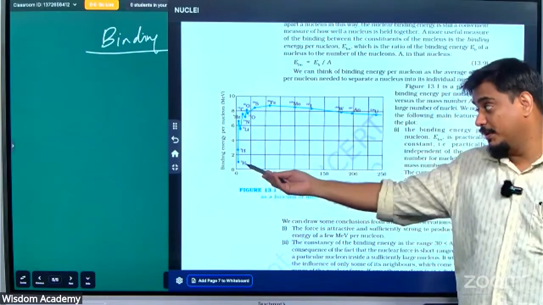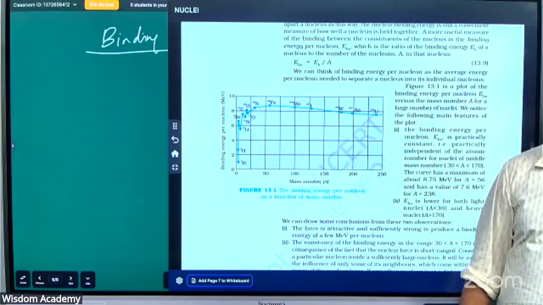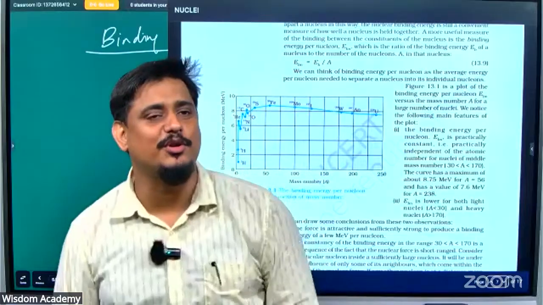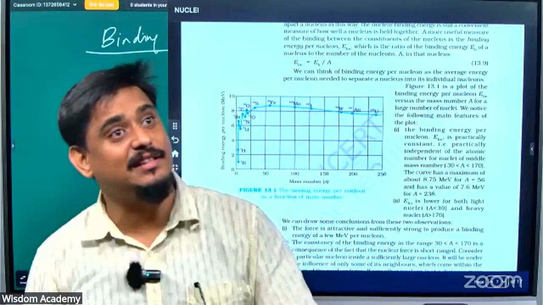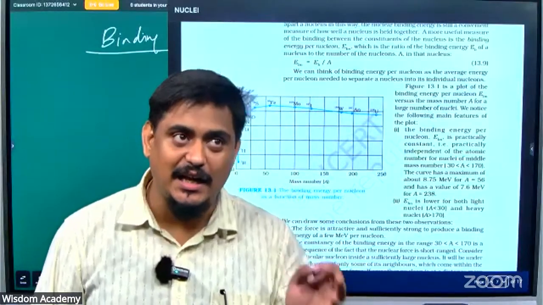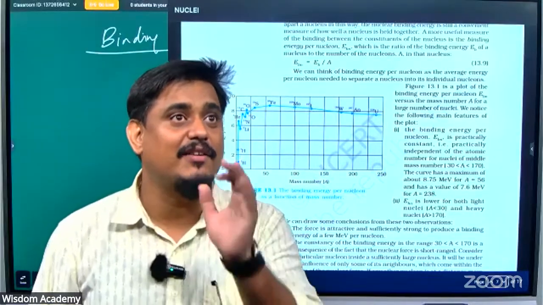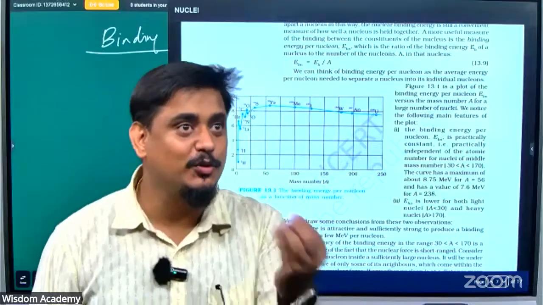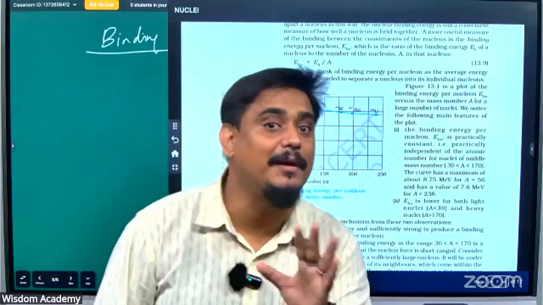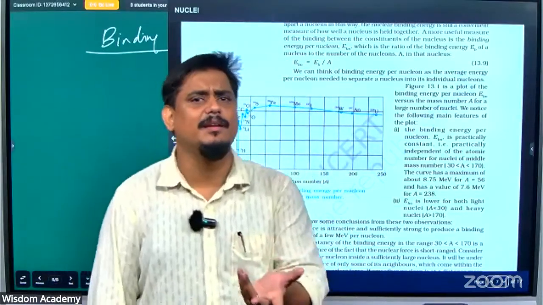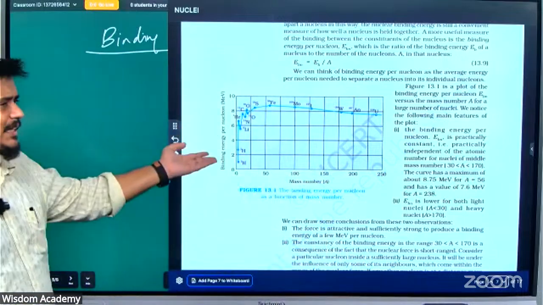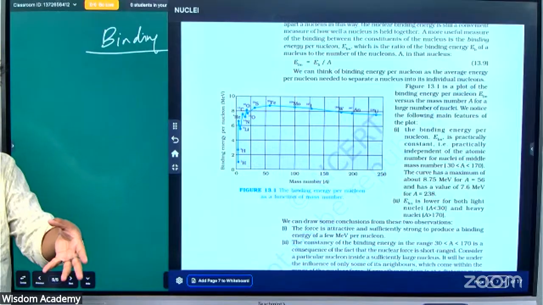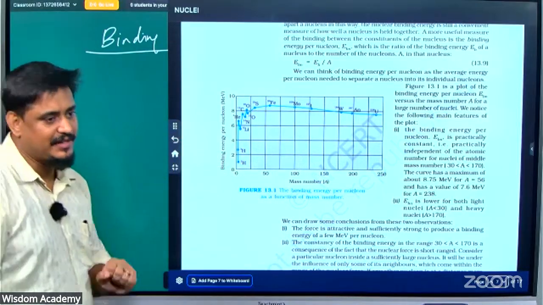Deuterium and tritium have very little binding energy. That's why they are highly unstable. You will not find deuterium and tritium easily. In the last class also I told you that in nature we have abundance of protium, but deuterium and tritium are not abundant because they are not stable. Their binding energy is too low to be stable. The nucleus always breaks and does not remain itself, so it's difficult to find deuterium and tritium in nature.